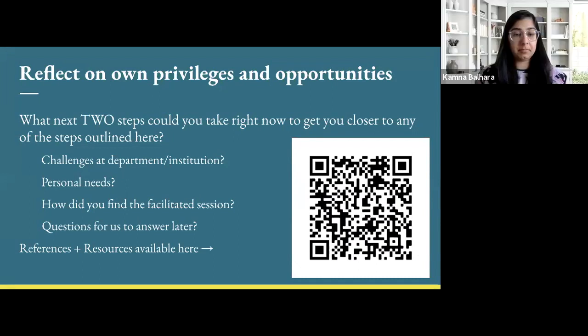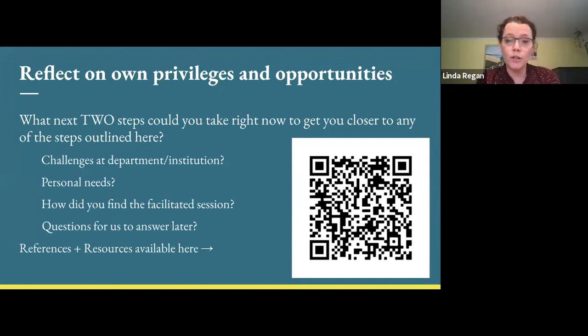If you think there are challenges at your own site, there's a place for you to list those. If you think there are personal needs, there's a place for you to list those as well. We have a lot of resources and references available, and we'll put this up at the end as well if you've missed it. But there's also a place if you have questions directly for us or you'd like to contact us with our emails, you can reach that there as well.